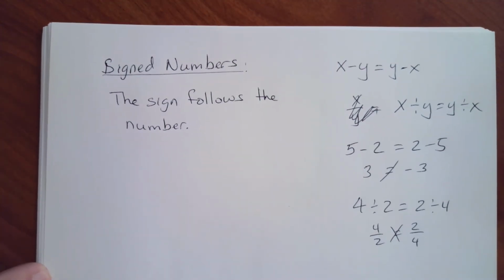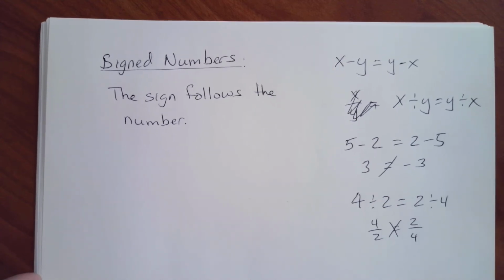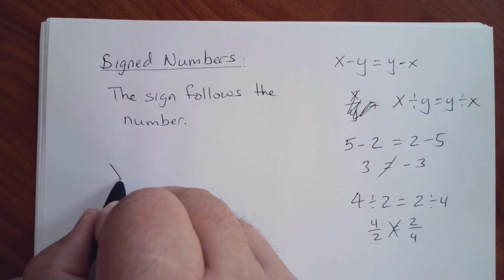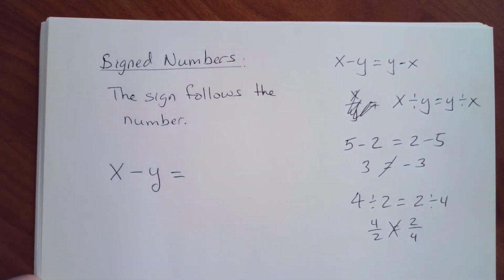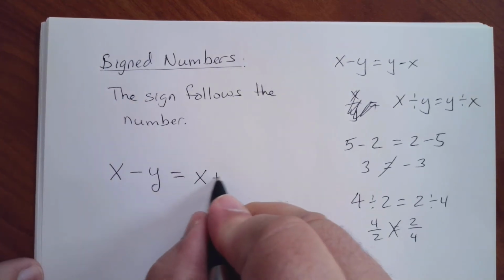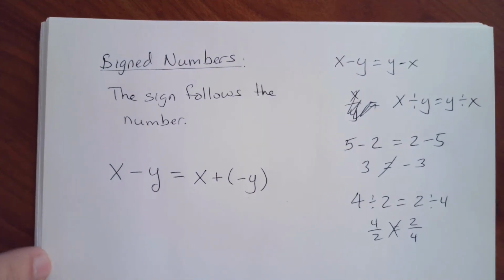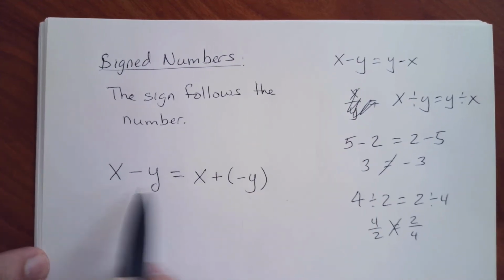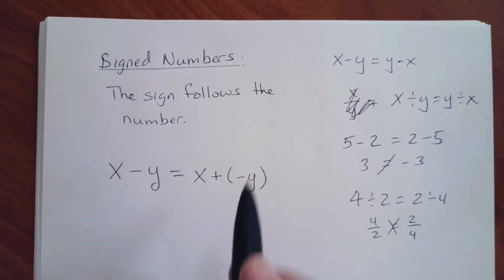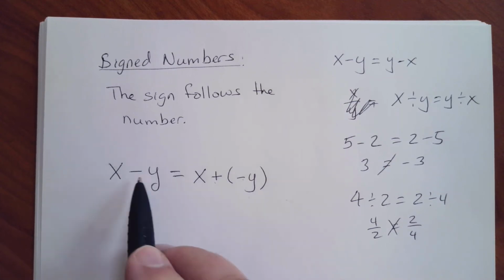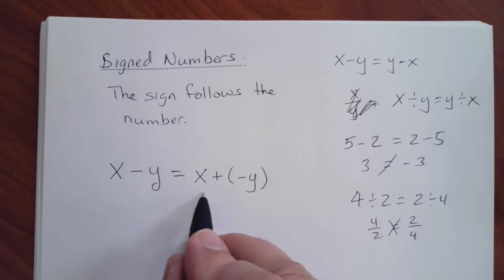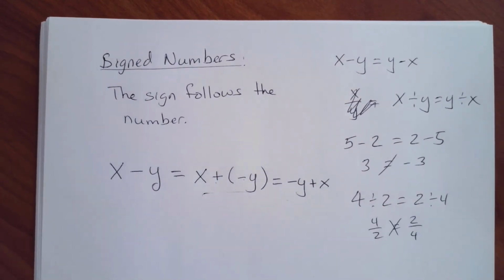By this property, the sign follows the number. In other words, subtraction doesn't exist. What exists is the addition of a negative number. These are equal. Remember, positive times negative is a what? Negative. So it's the same thing. Now, if I convert it this way, then I have the commutative property of addition, as long as the sign follows the number.